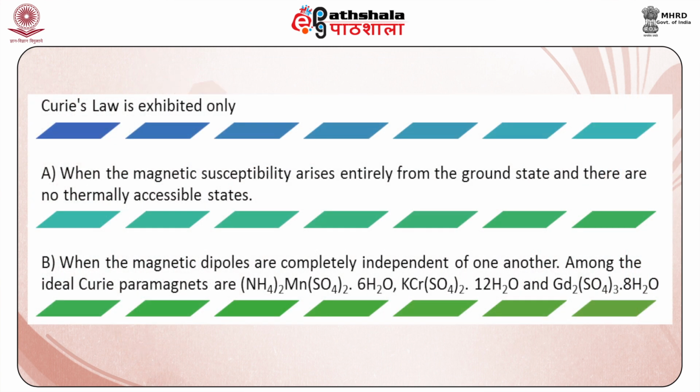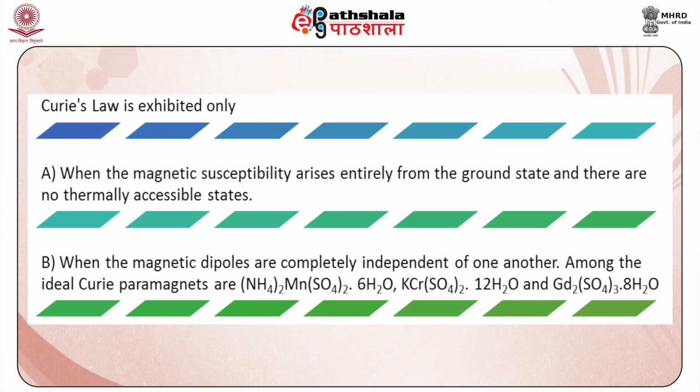Curie's law is exhibited only A. when the magnetic susceptibility arises entirely from the ground state and there are no thermally accessible states, and B. when the magnetic dipoles are completely independent of one another. Among the ideal Curie paramagnets are diammonium manganese sulfate, potassium chromium sulfate, and gadolinium sulfate.